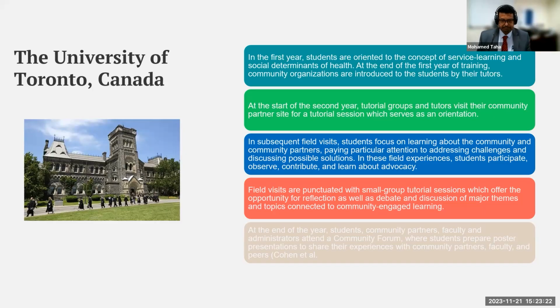an orientation. In the subsequent field visits, the students focus on learning about the community and the community partners, paying particular attention to addressing the challenges and discussing possible solutions. In this field experience, the students participate, observe, contribute, and learn about advocacy. Field visits are punctuated with small group tutorial sessions, which offer the opportunity for reflection as well as debate and discussion of major themes and topics connected to community-engaged learning.